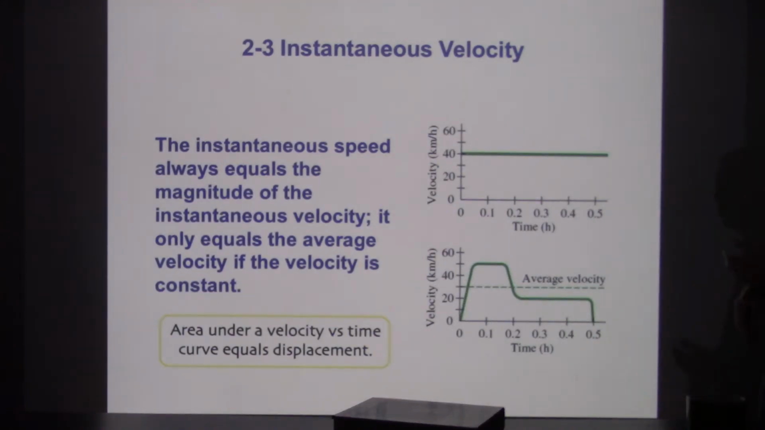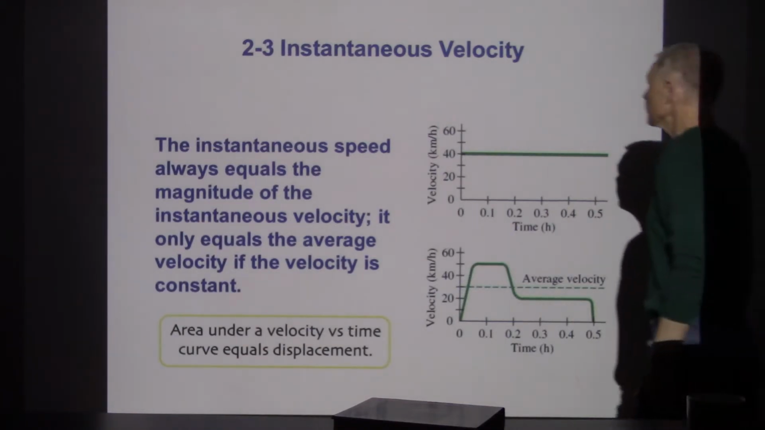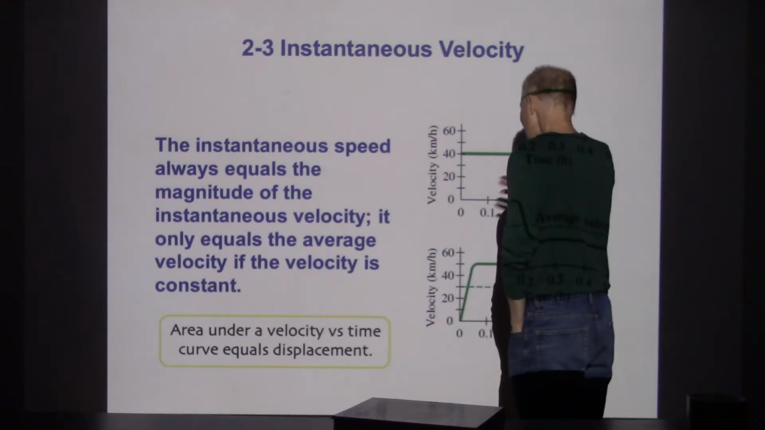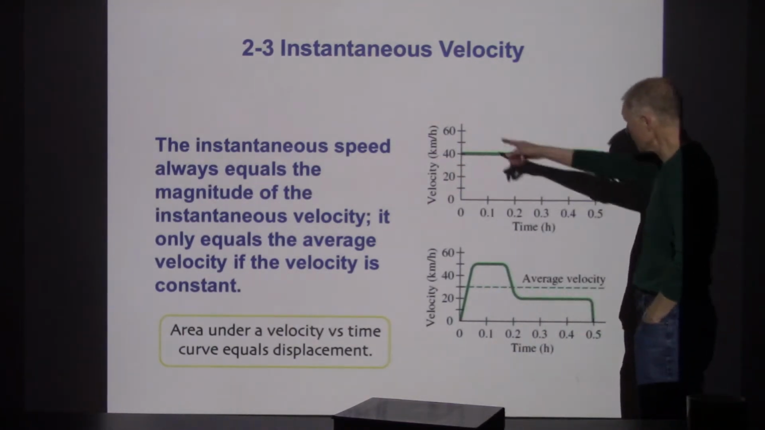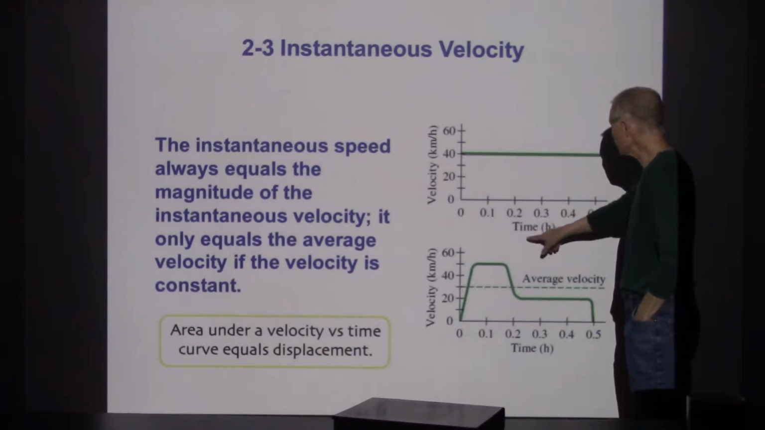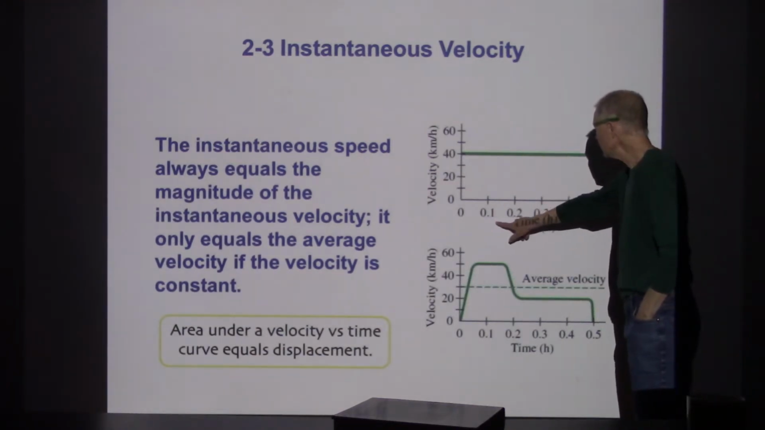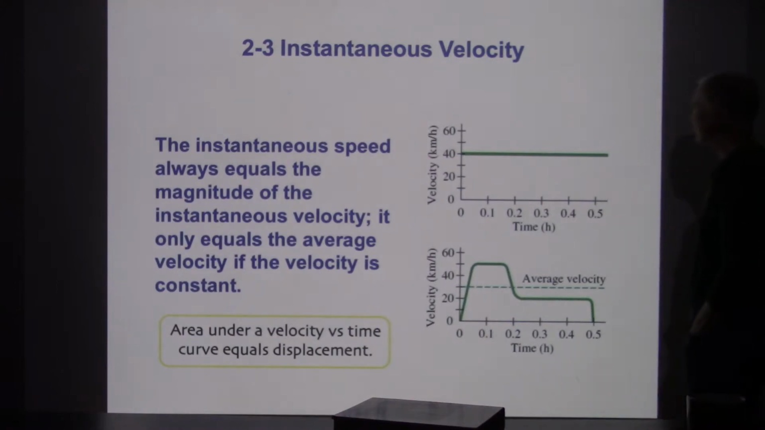I know a lot of students are hesitant about working with graphs, but graphs are a great way to show a lot of information quickly. It's also a way to catch errors that we've made in our thinking. So let's think of these two graphs. Here is the velocity in kilometers per hour. It's got units clearly labeled. Here is the time in hours or tenths of an hour.